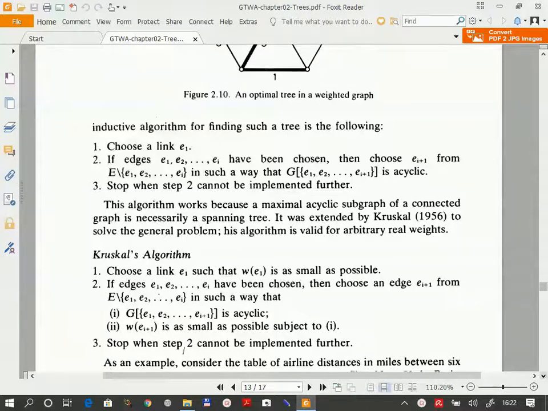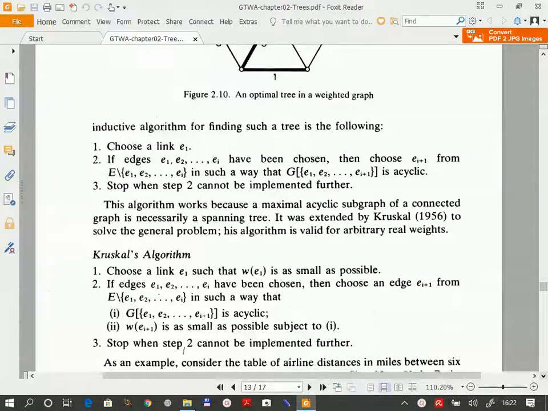Kruskal's algorithm starts by looking for an edge with minimal weight. You might have several with minimal weight. That's why they say a link such that W of e1, which is the weight we have on the edge, is as small as possible. Okay, and so this is the initialization of a recursive algorithm. Okay, next you think that you have already chosen and put together edges e1, e2 up to ei, and then you have to choose a further edge.